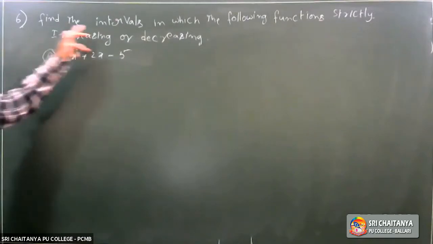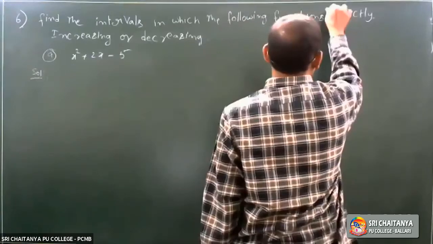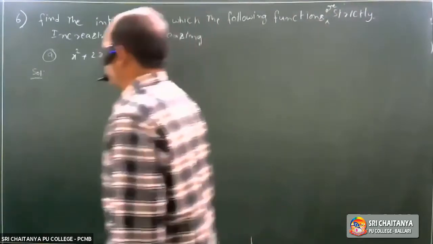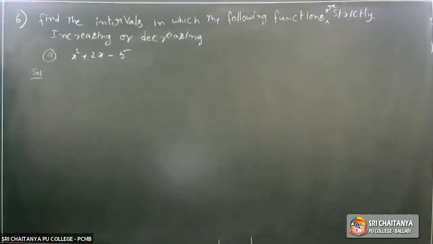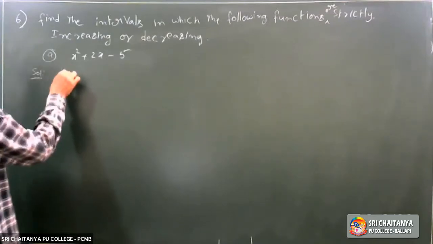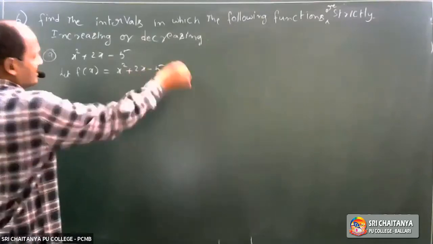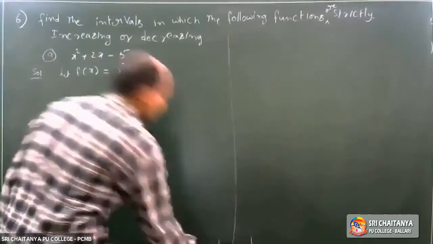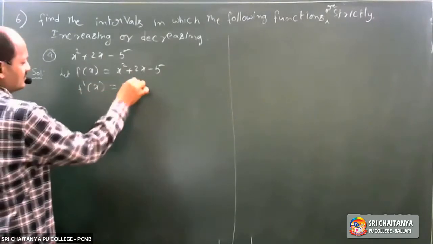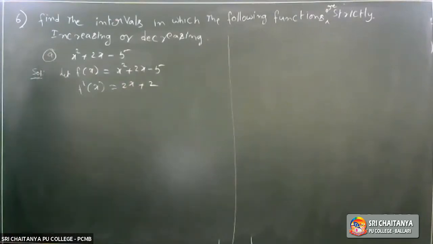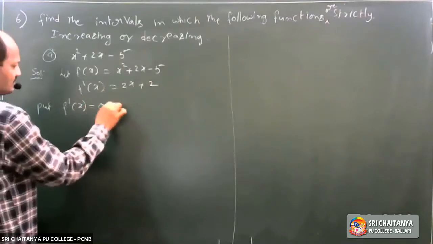Okay. Find the intervals in which the following functions are strictly increasing or decreasing. First one, x square plus 2x minus 5. Let f of x is equal to x square plus 2x minus 5. First derivative, f dash of x, is 2x plus 2. Put first derivative equal to 0, f dash of x is equal to 0.